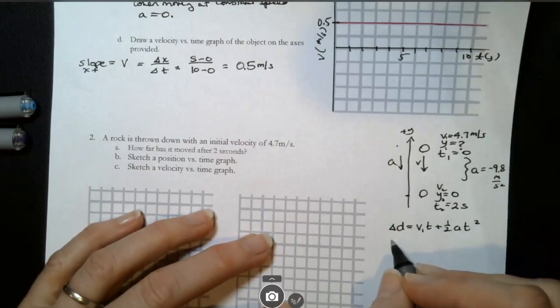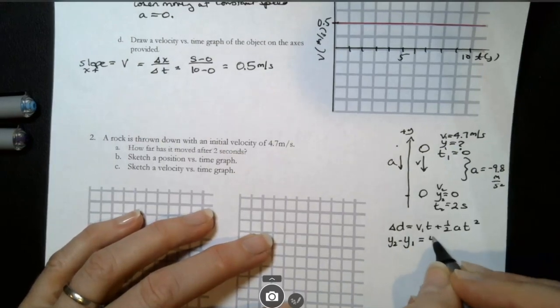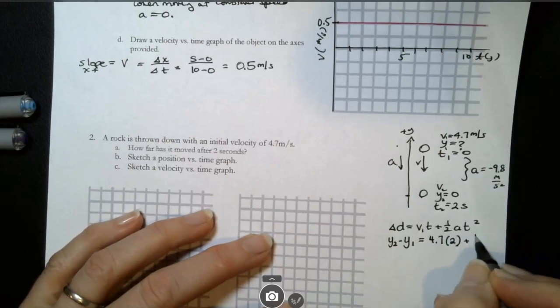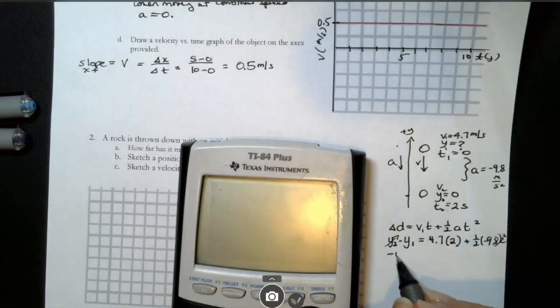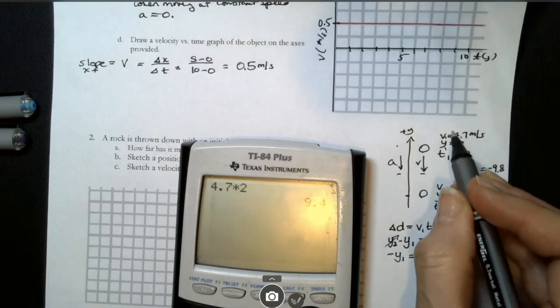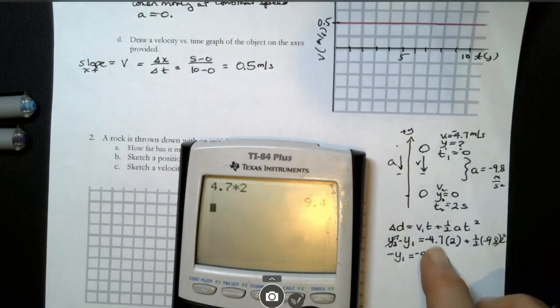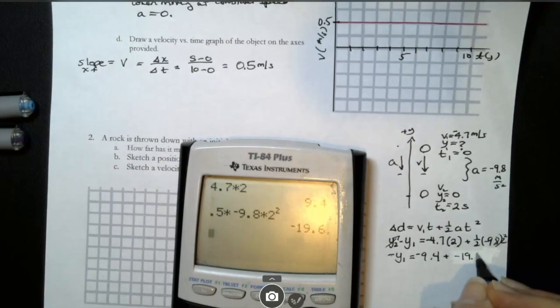So this is what we're looking for: y2 minus y1. That's what displacement is. V initial is 4.7, time is 2. This is negative 9.8 and time is 2 again, but it's squared. y2 is 0, so that goes away. We've got negative y1 equals 4.7 times 2, which is 9.4. Oh, and look, these are both negative, so you have to make this a negative number as well. Don't forget that. The other term, 0.5 times negative 9.8 times 2 squared, is negative 19.6.